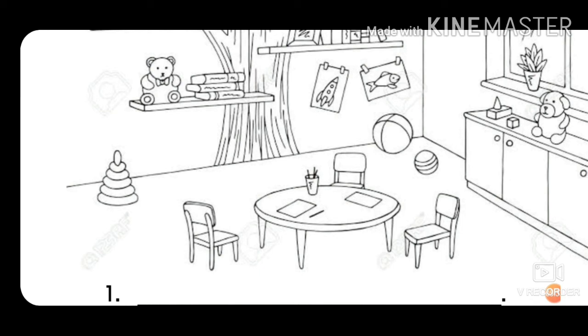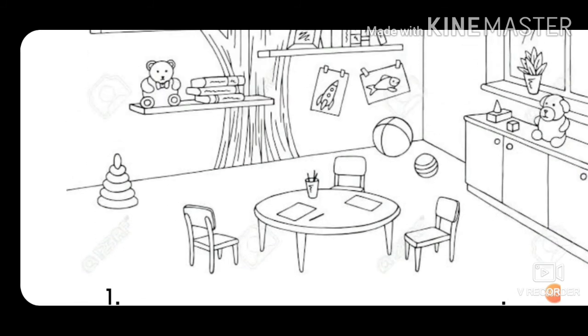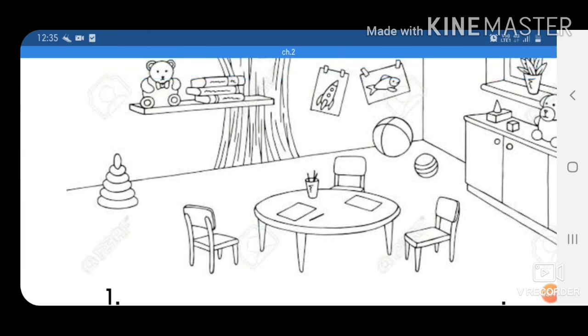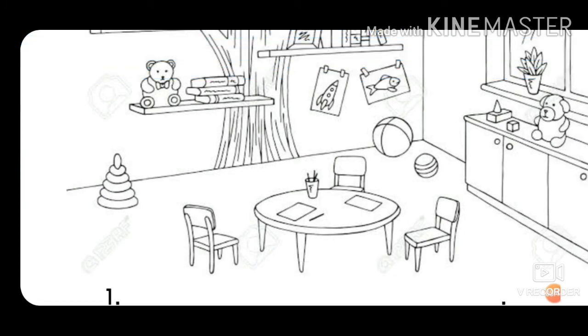My fourth sentence is, chairs are... what can you say, which one can you use? Chairs are beside the table. Chairs are beside the table. Now the preposition which I have used is beside. Clear? Okay.